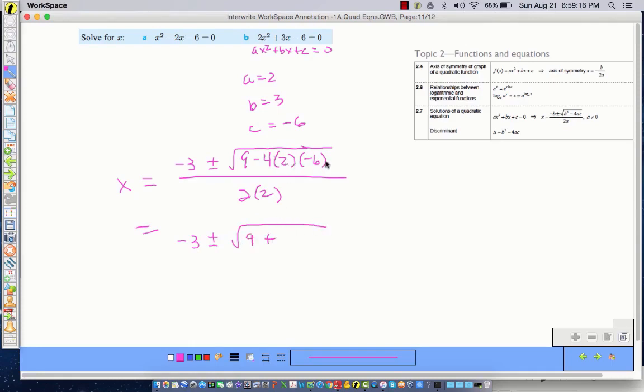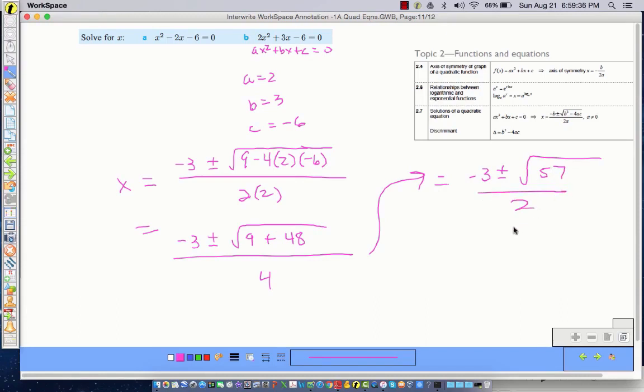4 times 2 times 6 is 48. How do I know it's positive? Because I have a negative times a negative here, which is a positive, all over 4. This equals -3 plus or minus the square root of 48 plus 9, which is 57, over 4, which is a perfectly acceptable answer. 57 can't be simplified, so we are good there.